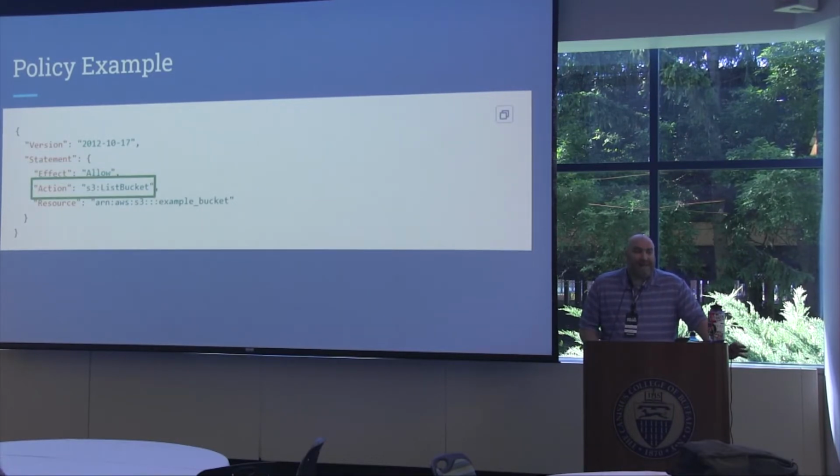The next thing is the action. There are hundreds of AWS services. They have tens to hundreds of actions themselves. IAM policies can be incredibly fine-grained, which is great because it allows you to explicitly control what folks are allowed to do.